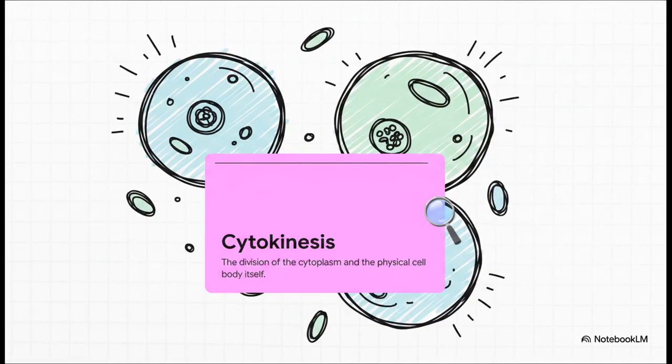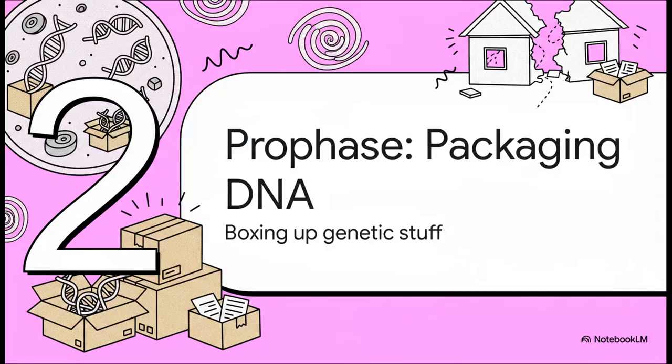Right, so once the DNA is safely sorted, we move on to step 2, cytokinesis. Cyto refers to the cell. So this is the division of the cytoplasm and the physical cell body itself. Because, let's be honest, dividing the DNA just isn't enough. The new cell needs a physical body, it needs organelles, and it needs the machinery to actually survive and read those genetic instructions.